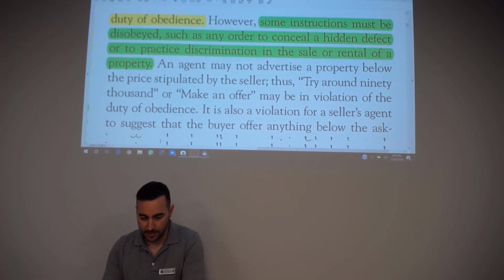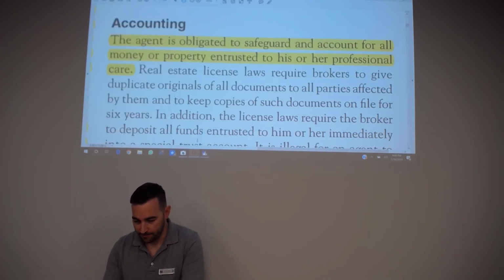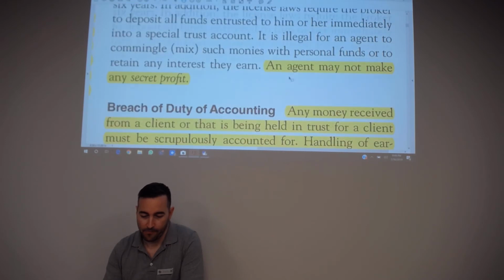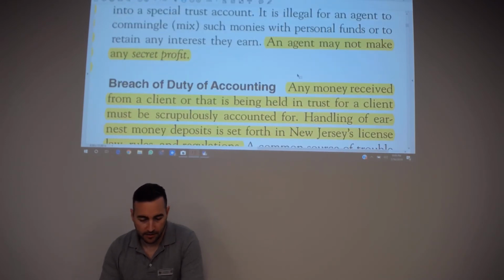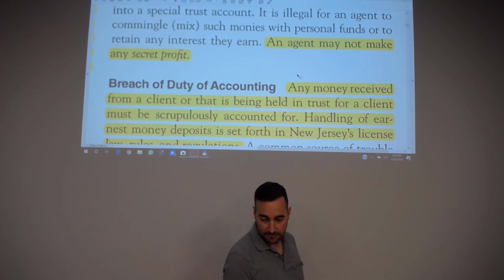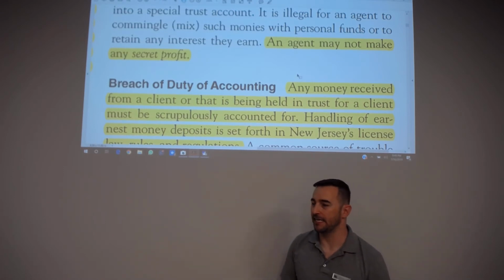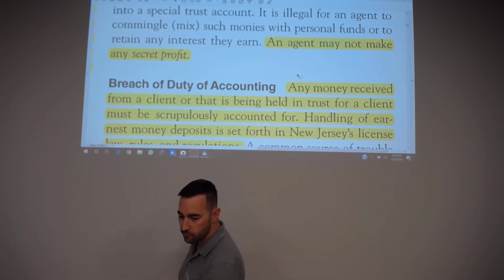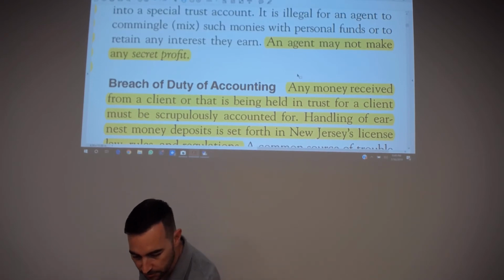Okay? Next, accounting. The agent is obligated to safeguard and account for all money or property entrusted to his or her professional care. We talked about this before, right? When Chris lost the money in Atlantic City? It's accounting. Here's another thing at the end of that paragraph. It says, an agent may not make any secret profit. What is secret profit?